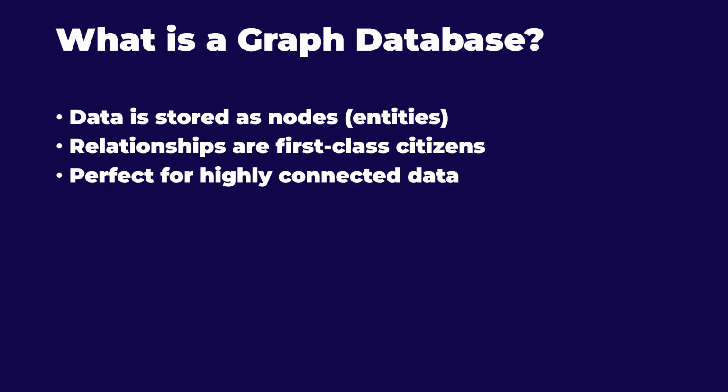A graph database is a system for storing data as nodes and edges, where nodes represent entities and edges represent relationships. Unlike traditional databases, graph databases focus on how things connect.